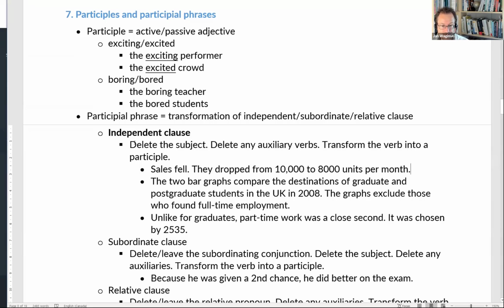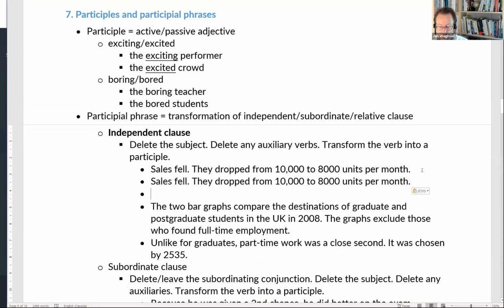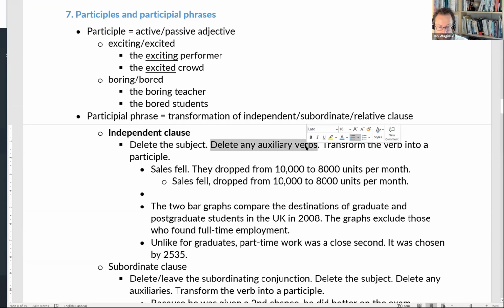Okay, so our formula, delete the subject. Just duplicate this. So we delete the subject, they. There's no auxiliaries in this example. And then we transform the verb into a participle. So to do so, there's only two possibilities. When you change a verb into a participle, it's either going to be the active form or it's going to be the passive form, regardless of the verb tense.